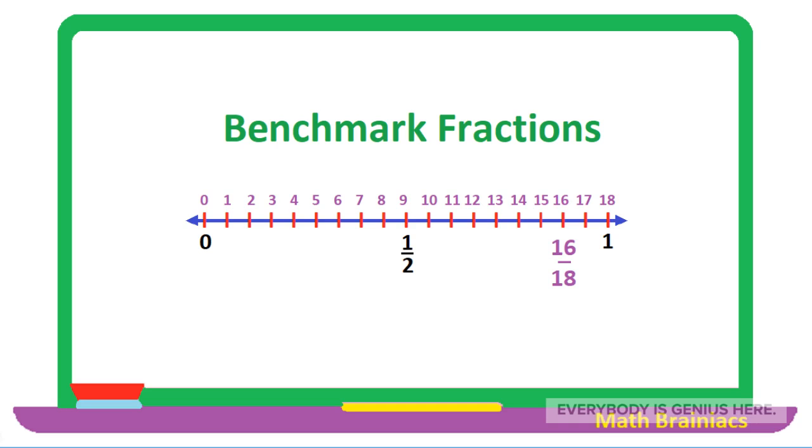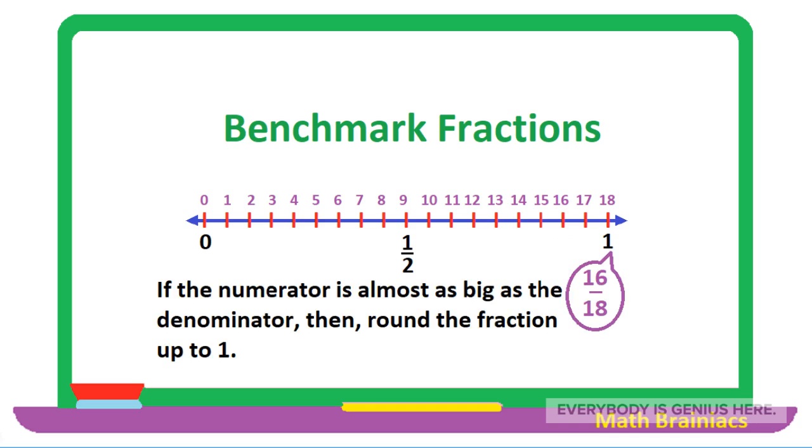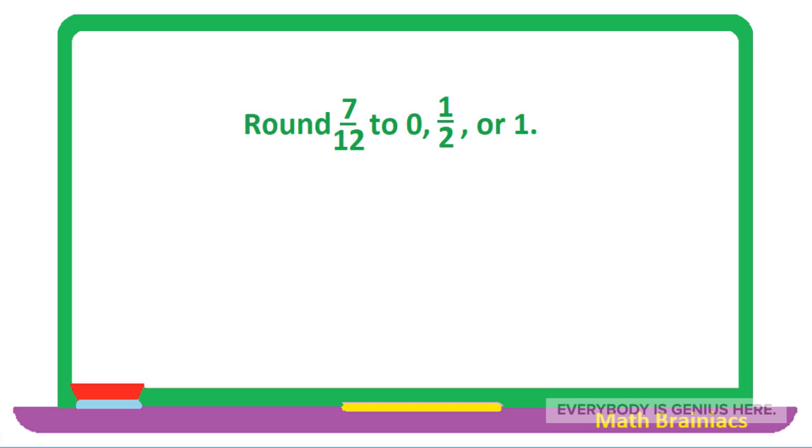Moreover, if our example is 16/18, 16 is the equal part taken and 18 is the total number of equal parts. Hence, if the numerator is almost as big as the denominator, then we are going to round up the fraction to 1. I want you to remember this, guys. Let us work on this example so that you will be guided.